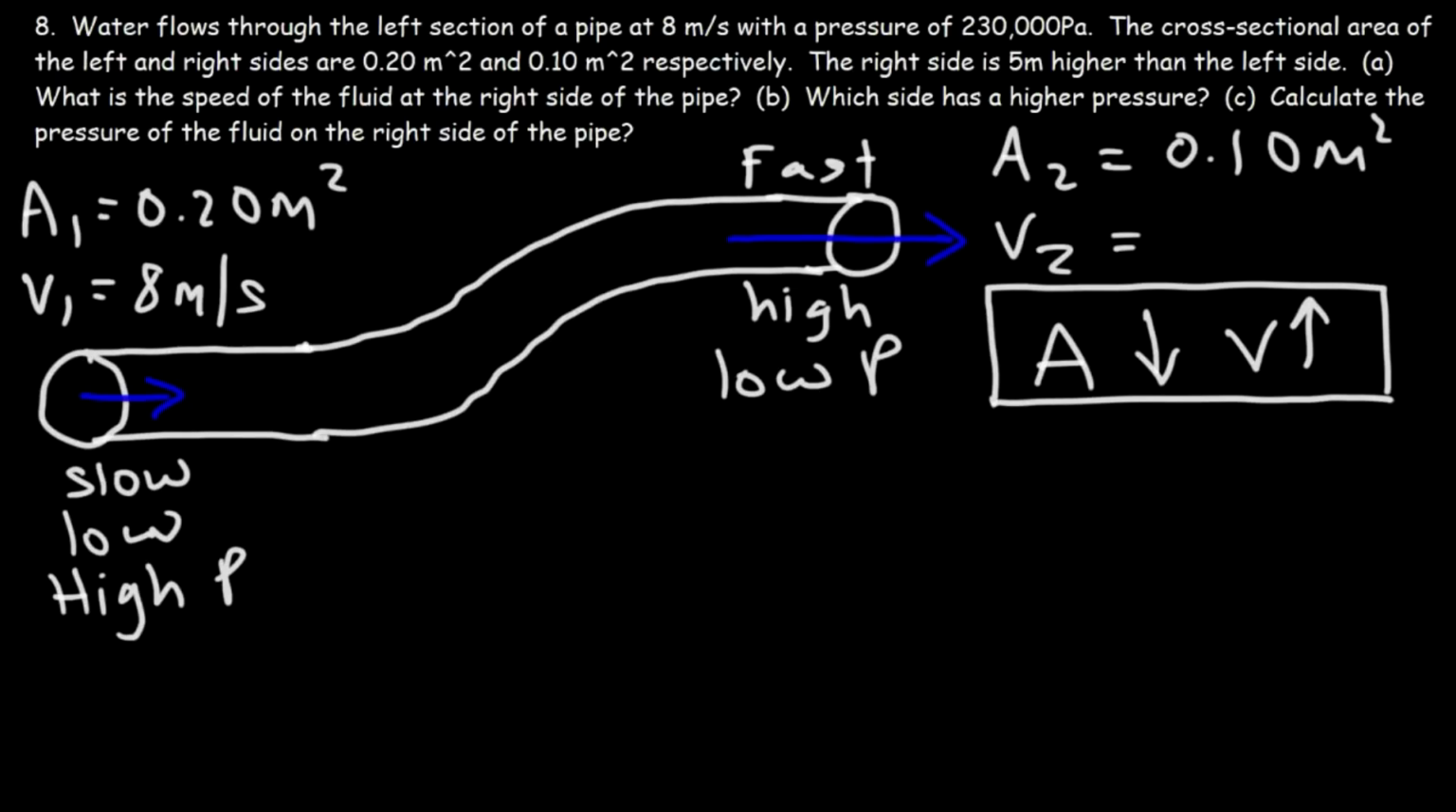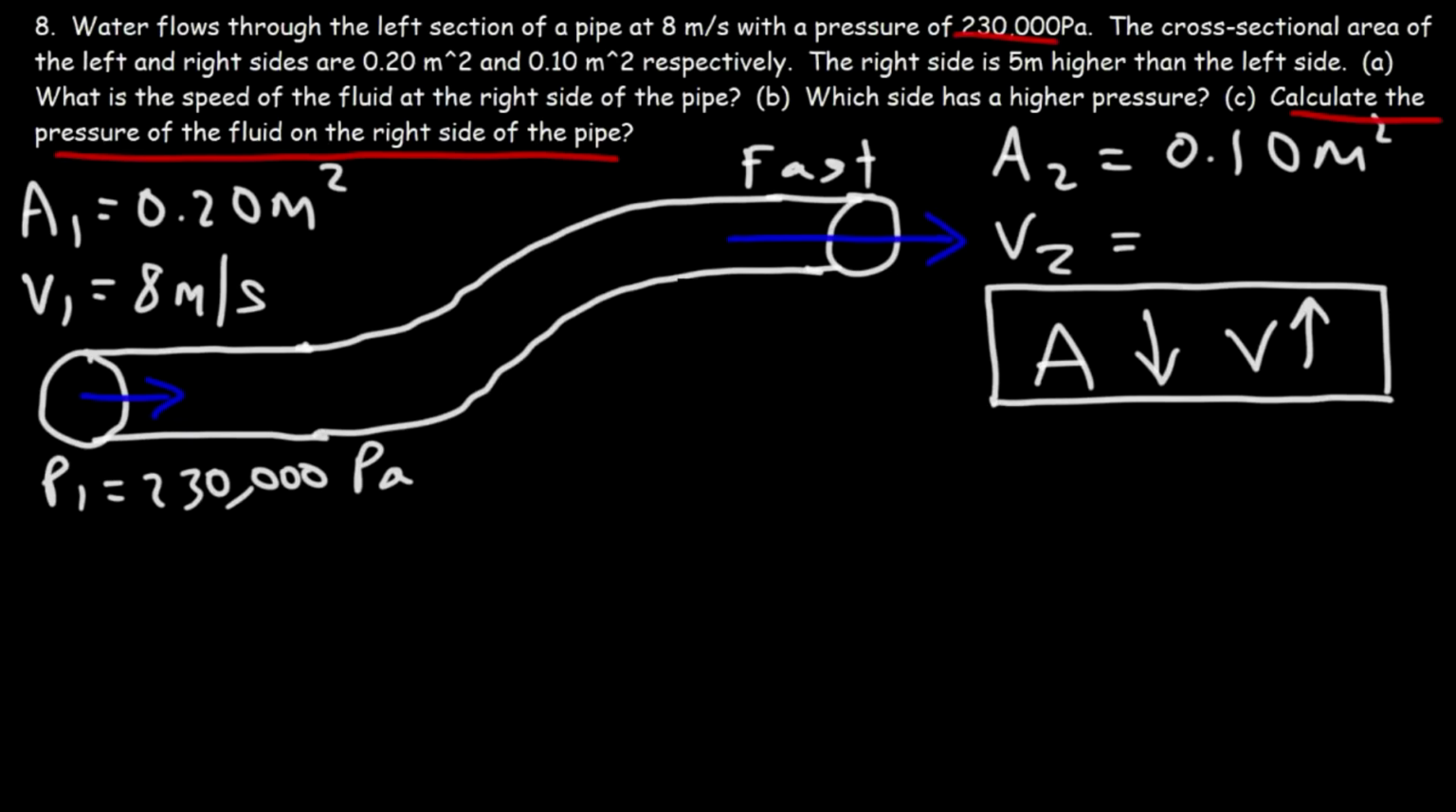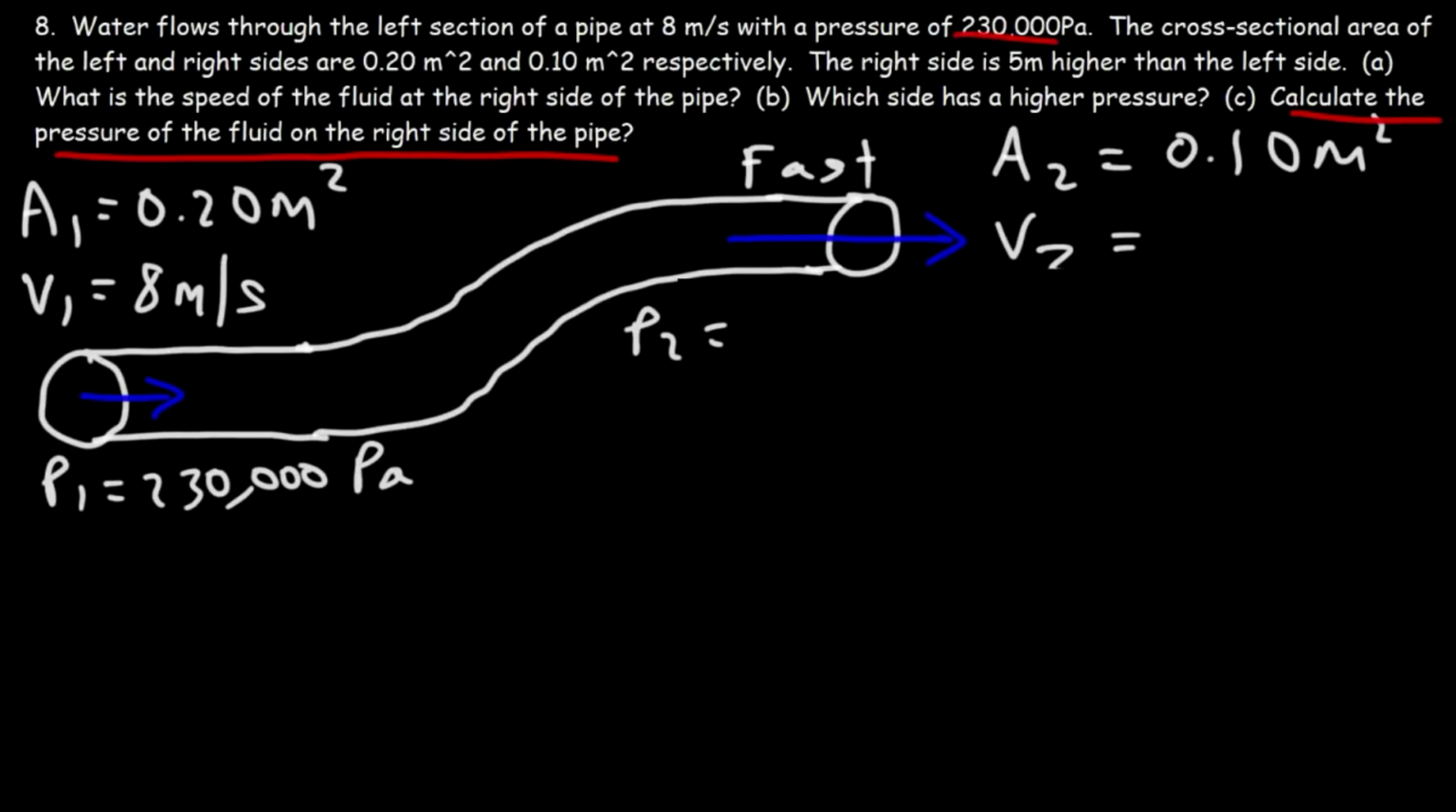Let's move on to part C. Calculate the pressure of the fluid on the right side of the pipe. On the left side, it's 230,000 pascals. So on the right side, it should be less than 230,000 pascals. So let's go ahead and calculate P2. And V2 we said was 16 meters per second.